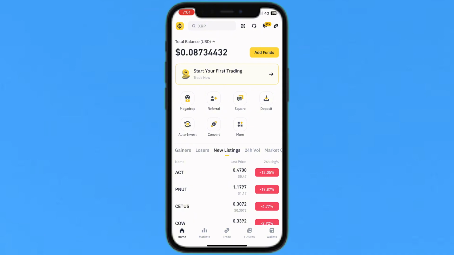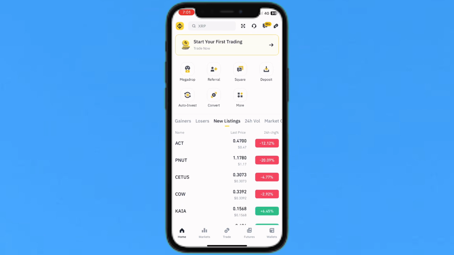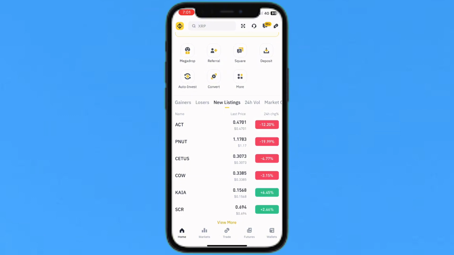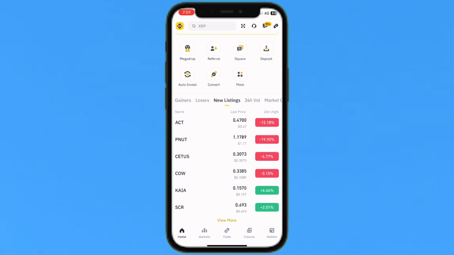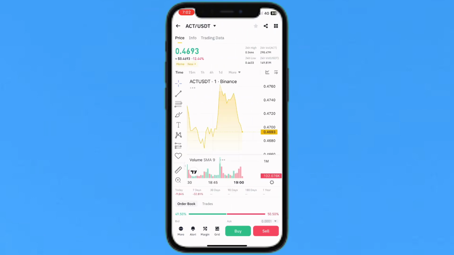in Binance. So number one is ACT token, number two is Peanut, and third Cetus, Cow, and Kaya token, which is in profit. Green means it has been in profit, and number five is SCR token. So red, which is in the red section, means this token is new but it is in loss. So this is how you can check it.